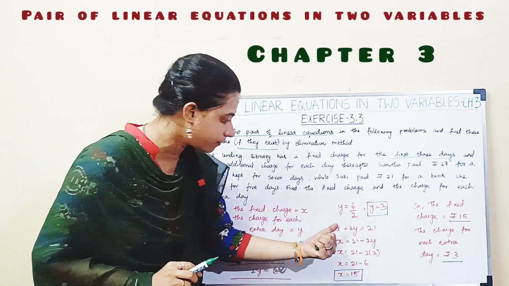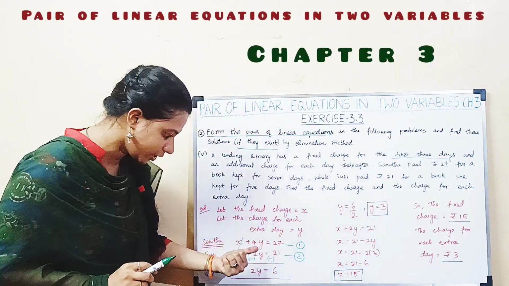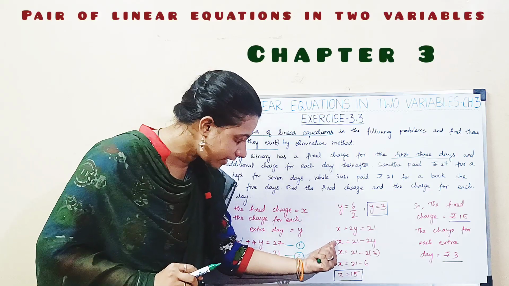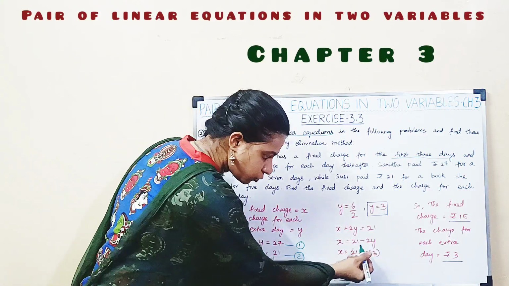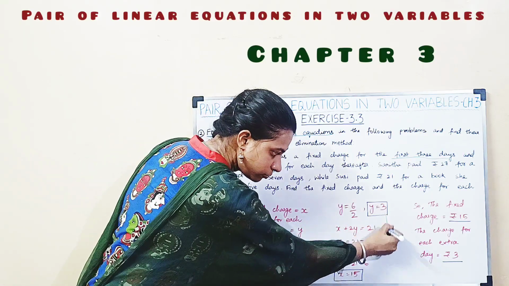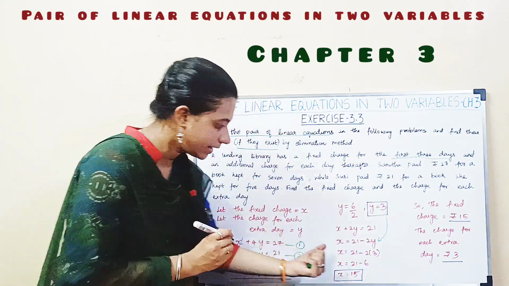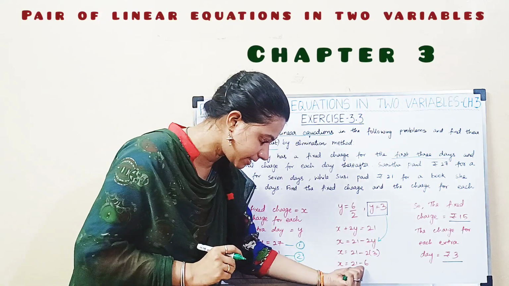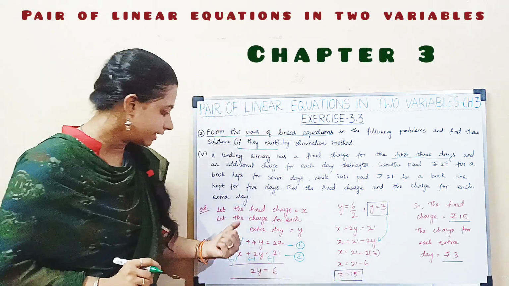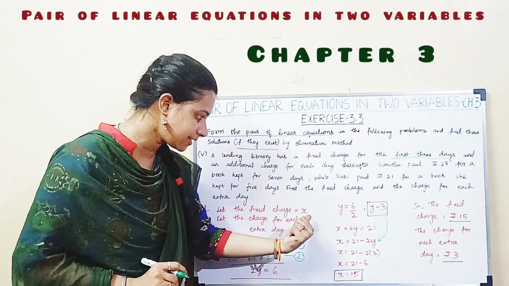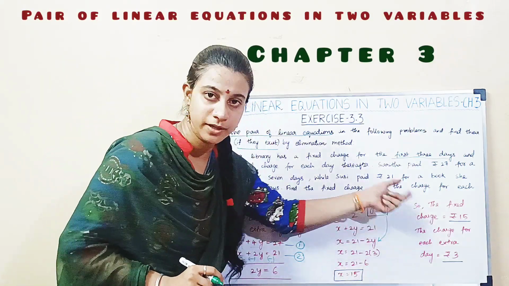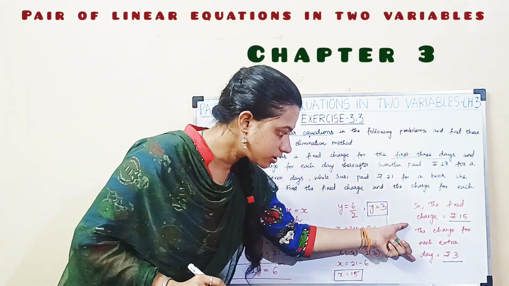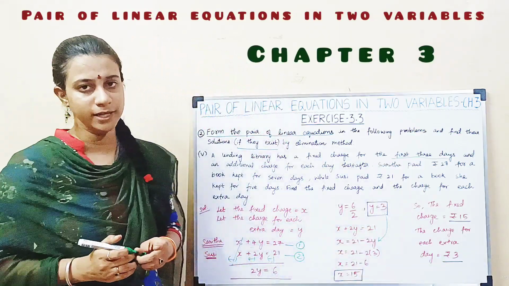For finding the x value, what we will do, we will substitute this y value in equation 2. So x plus 2y is equal to 21. On rearranging, we get x equal to 21 minus 2y. Here we know that y is equal to 3, so we are substituting it here. We will get x equal to 21 minus 2 into 3, which is nothing but x equal to 21 minus 6 and x equal to 15. Here we have taken the fixed charge to be x. So fixed charge will be equal to rupees 15, and charge for each extra day is equal to y. So the charge for each extra day is equal to rupees 3.